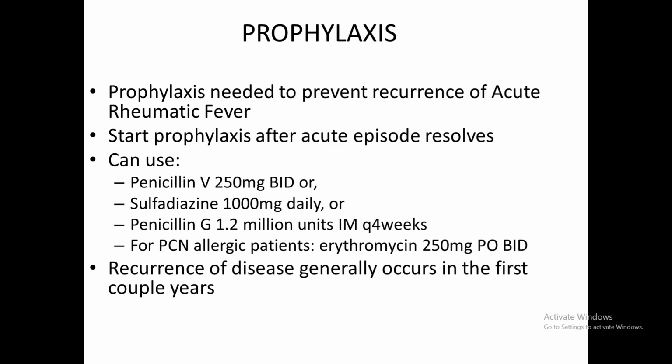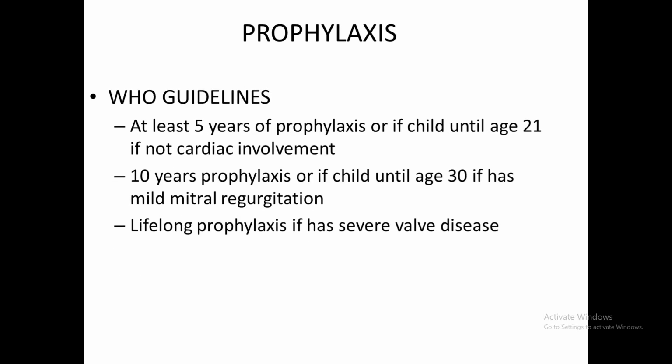Now, recurrence of the disease generally occurs in the first couple of years. The WHO guidelines are very important to understand. Benzathine penicillin should be given monthly, for at least 5 years of prophylaxis, or until the child reaches the age of 21. If there is no cardiac involvement and you diagnose rheumatic fever, you will give penicillin or substitutes for 5 years, or until the child becomes 21 years of age.